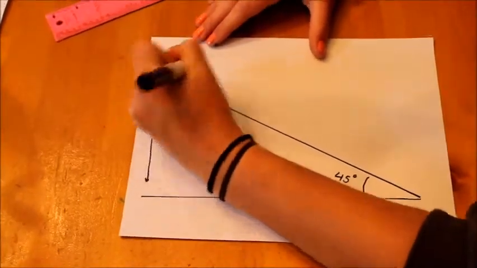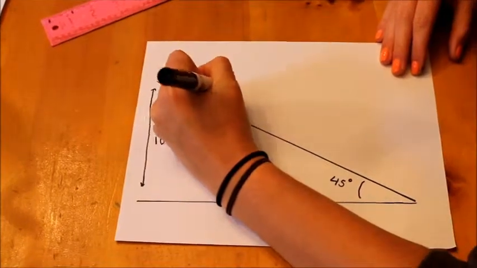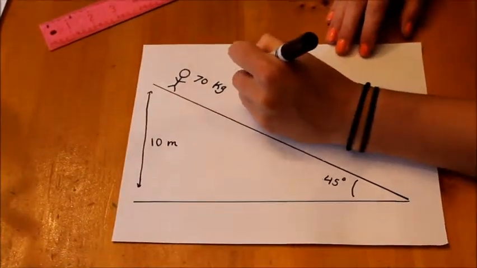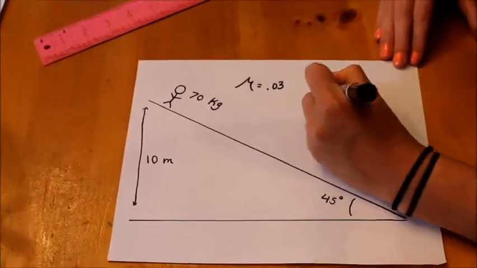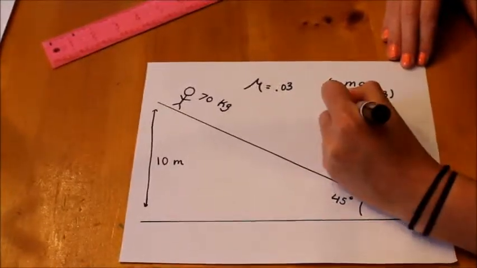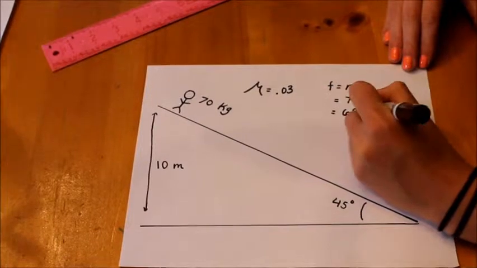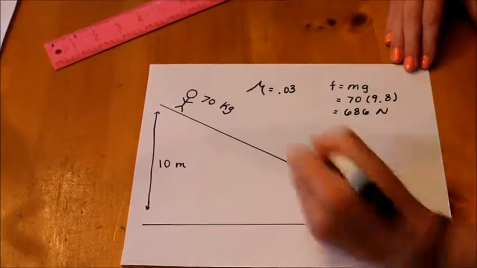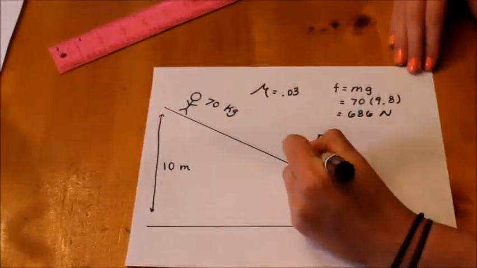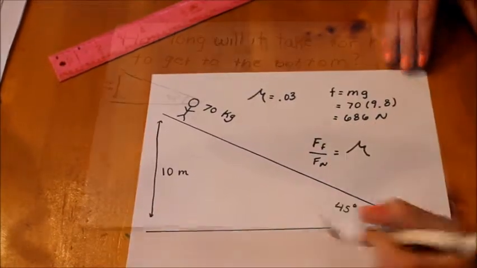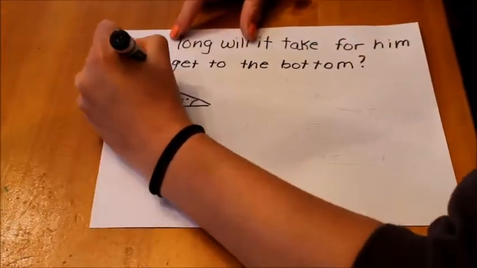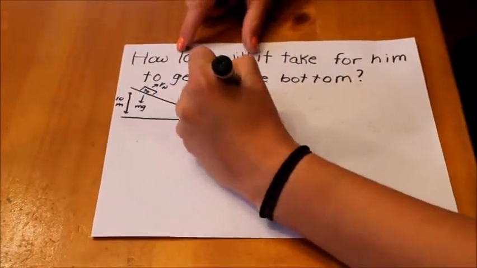The Wipeout course begins with a slippery ramp. Say the contestant has a mass of 70 kilograms and stands at the top of the ramp, which has a height of 10 meters and an incline of 45 degrees. The coefficient of friction is 0.03. We can find the weight by multiplying the mass by g. So how long will it take for the contestant to get to the bottom of the ramp?